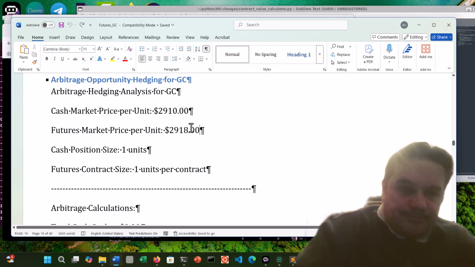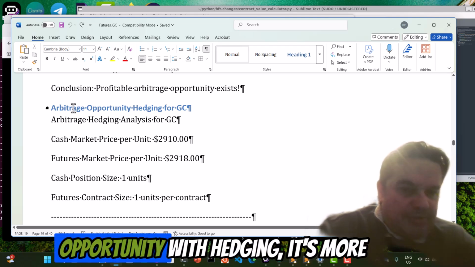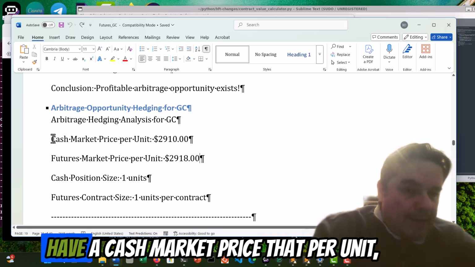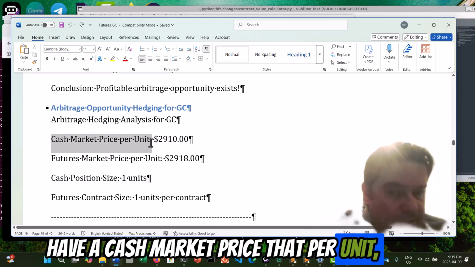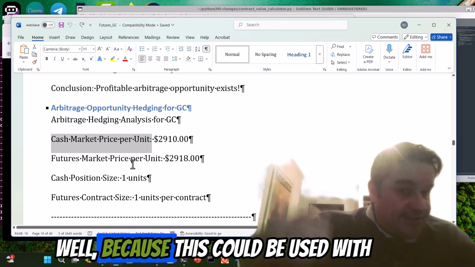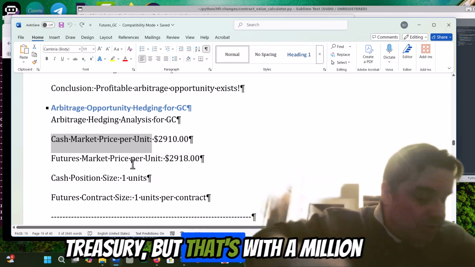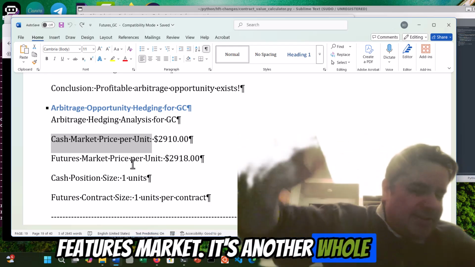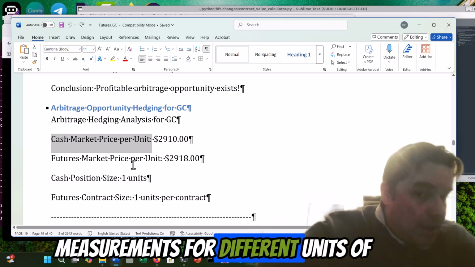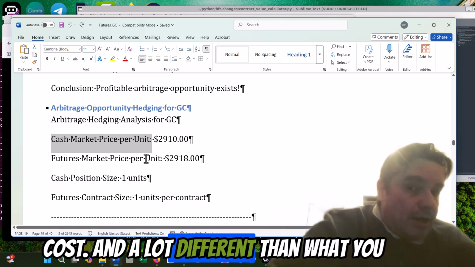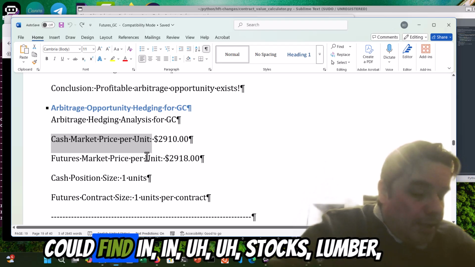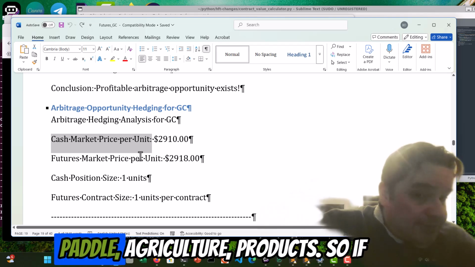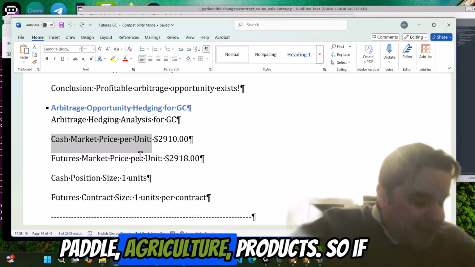Anyways, continuing along. So again, if we do an arbitrage opportunity with hedging, it gets more complicated, obviously, for gold. If we have a cash market price per unit, because that's important to know as well, because this could be used with treasury, but that's with $1 million. That's a whole other world. We can do the same thing with yen in the futures market. That's another whole other world. So there are different measurements for different units of cost, no different than what you can find in, call it, S&Ps, lumber, cattle, agriculture products.